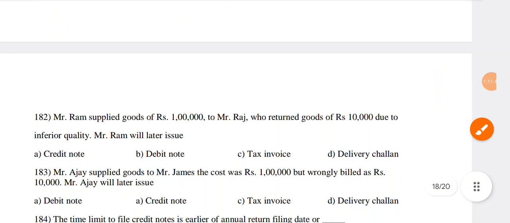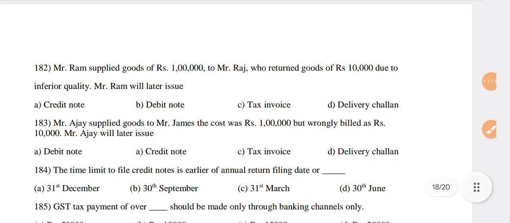Next question. Mr. Ram supplied goods of rupees 1 lakh to Mr. Raj, who returned goods of rupees 10,000 due to inferior quality. Mr. Ram will later issue option A, credit note; B, debit note; C, tax invoice; and D, delivery challan. And the correct option is A.